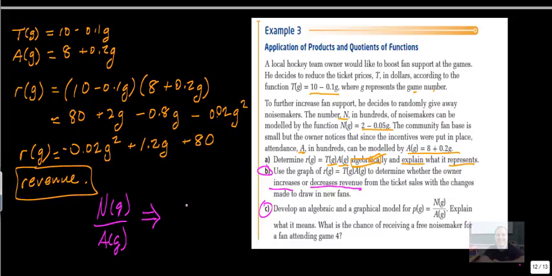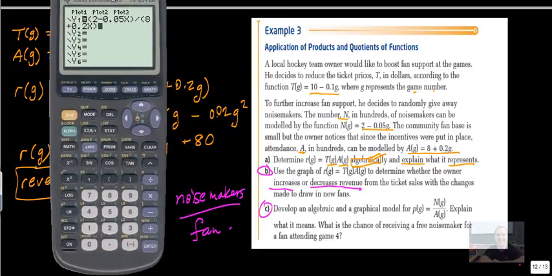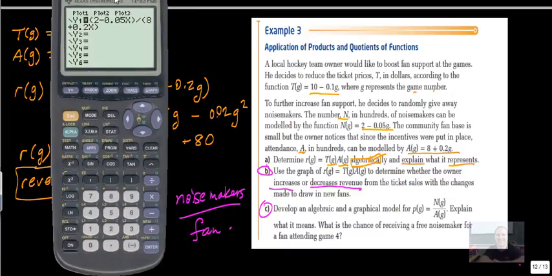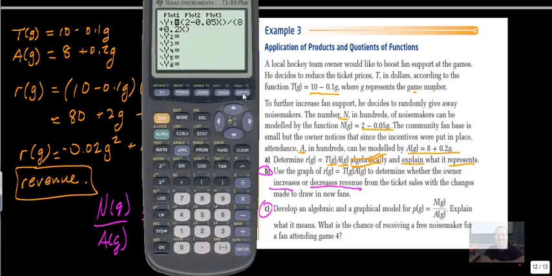Or compared to the attendance. So it's how much you're giving away for how many people. So it's the number of free noisemakers divided by the number of fans. Okay, so noisemakers per fan. And it's obviously going to be a number that's, N is hundreds of noisemakers. So hopefully that'll be a small number per fan, right? But that's going to be the function. And so for C, what you can put into your calculator is just the division of those two functions, N over A, and then you can graph that.